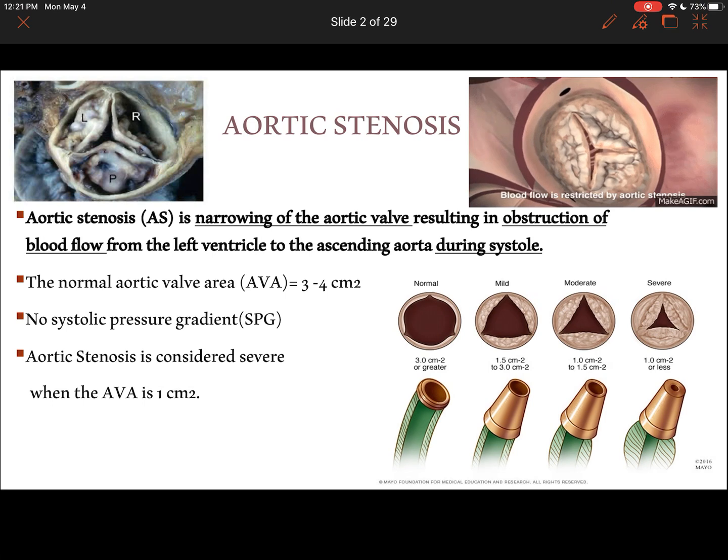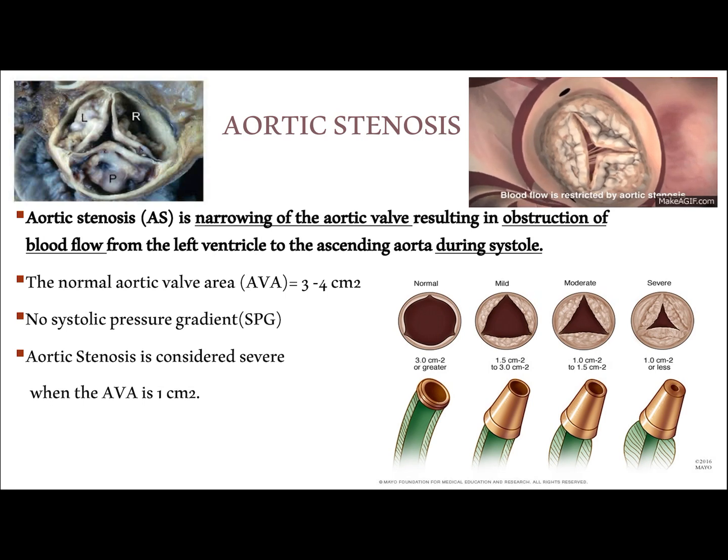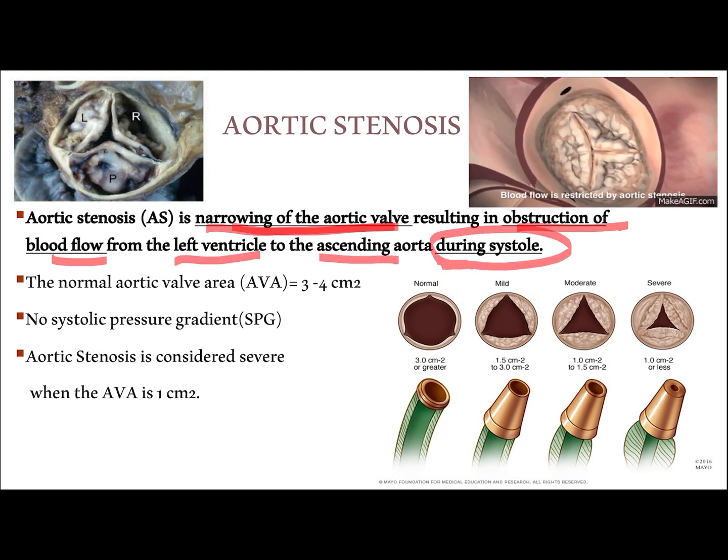So let's start. What do I mean by aortic stenosis? Aortic stenosis just means a narrowing of the aortic valve. The aortic valve is narrowed, which leads to an obstruction to the blood flow from the left ventricle to the ascending aorta during the systolic phase. During systole, when the ventricle contracts, the blood flows from the ventricle to the ascending aorta. But due to a narrowed, calcified valve, there is an obstruction to the flow from the ventricle to the ascending aorta, and this obstruction is known as aortic stenosis.